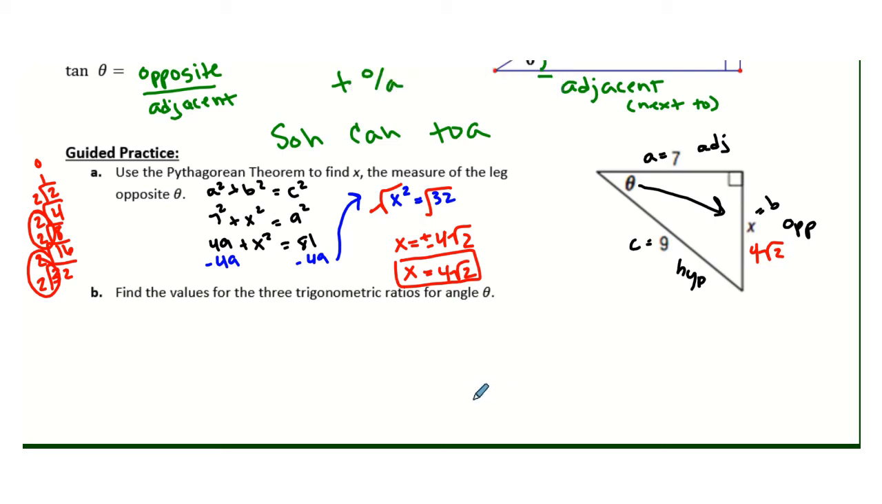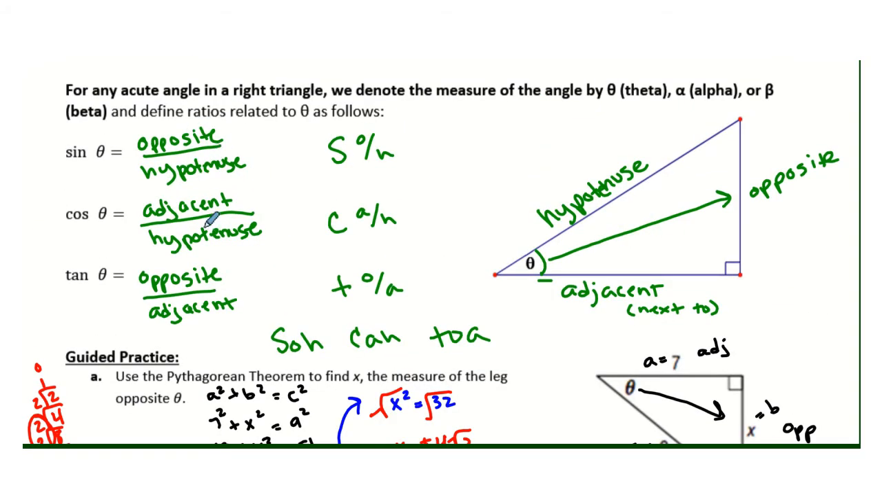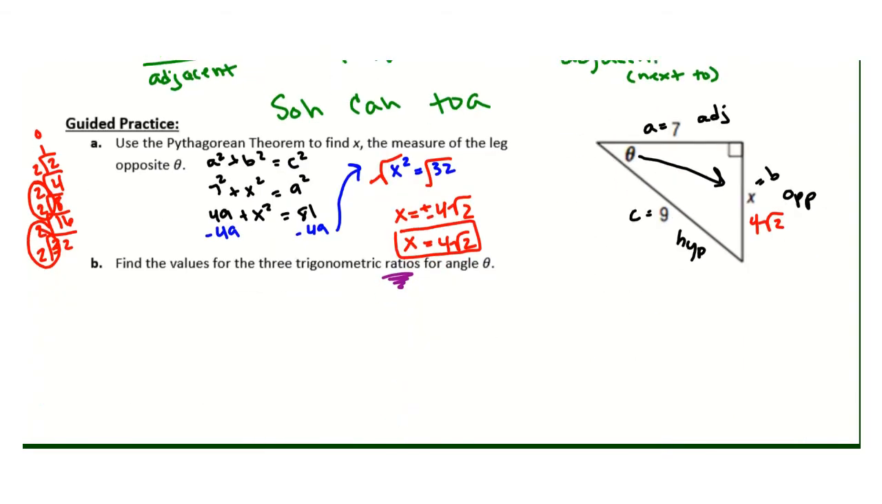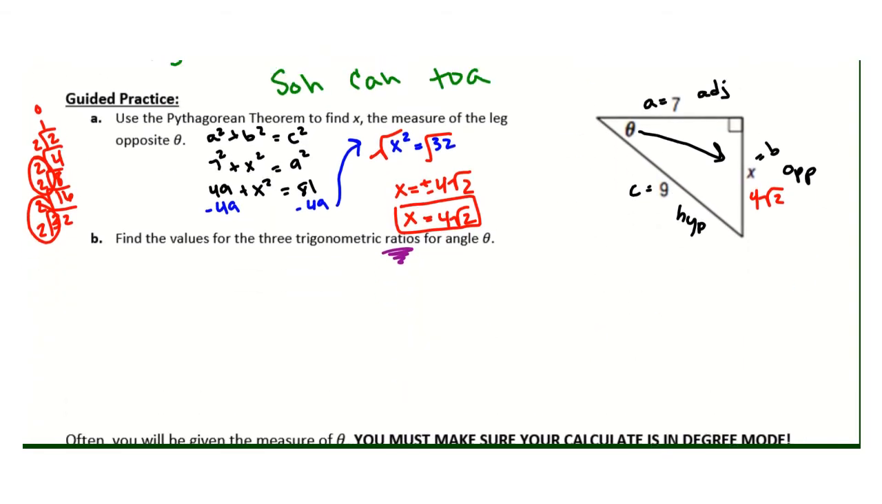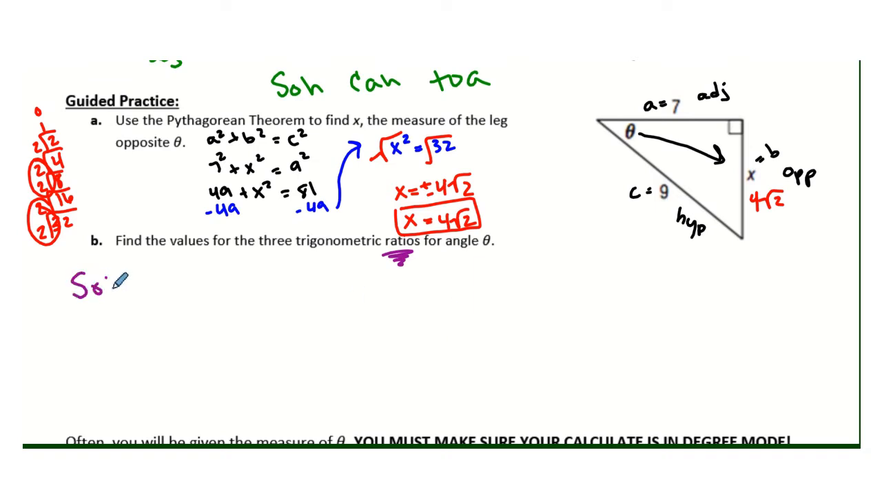Part B says find the values of the three trigonometric ratios. When they're talking about the ratios, they're asking for the fractions. So let's start off with sine. Remember here we're using SOHCAHTOA. So sine of angle theta is going to be opposite over hypotenuse. The opposite is 4 square roots of 2. The hypotenuse is 9. This is the ratio for sine.